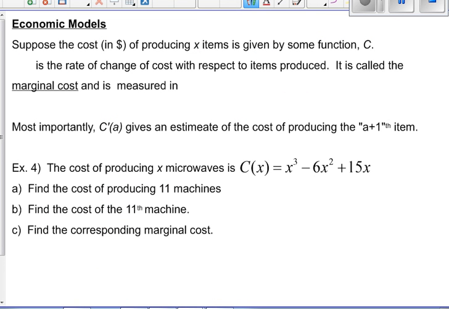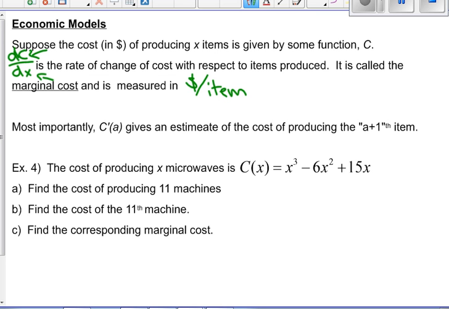The next thing we'll take a look at is economic models. So if we have some function that models the cost of producing X items, so the cost in dollars of producing X items is given by some function C, then dC by dx is the rate of change of cost with respect to items produced. In economic circles, that's called the marginal cost. And it's measured in, well, the Leibniz notation tells us, dollars per item.